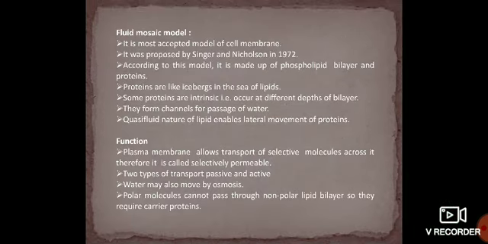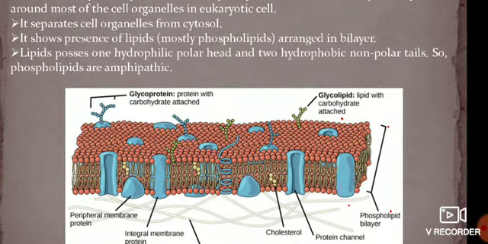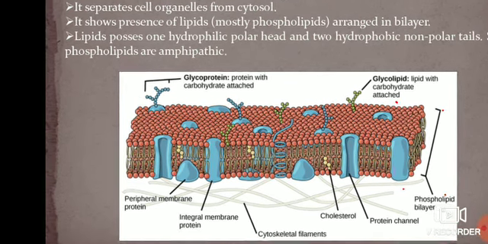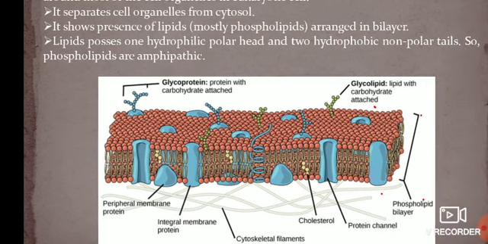Next, this structure which we have just gone through is the fluid mosaic model, proposed by Singer and Nicolson in 1972. According to this model, the phospholipid bilayer and the proteins, we have seen that the proteins are floating. Some of them are embedded completely and span through the cell membrane. These are called peripheral proteins and integral proteins, depending upon the position of the protein.